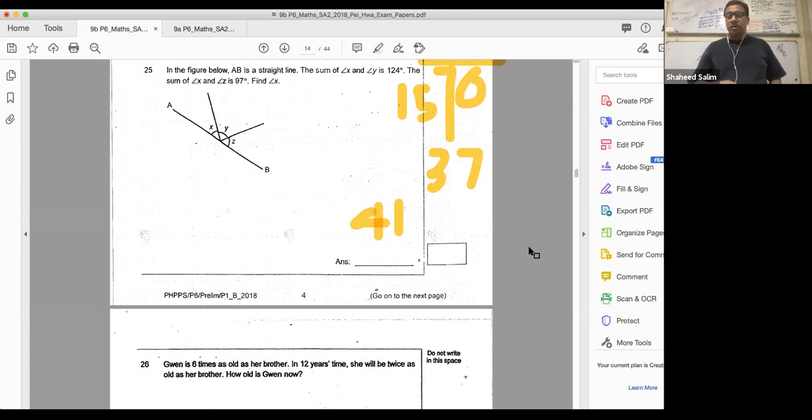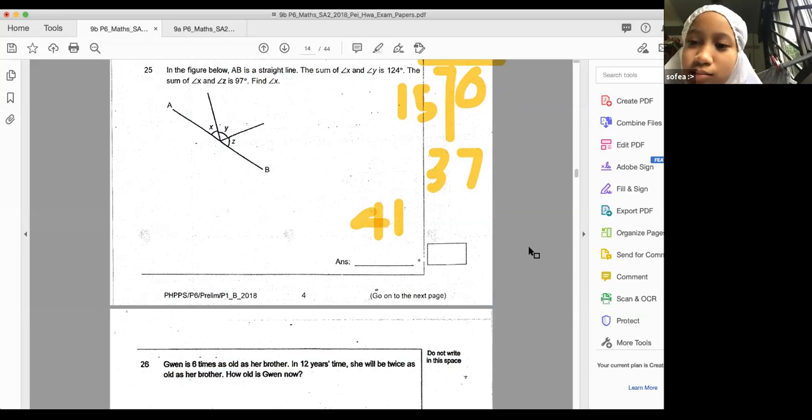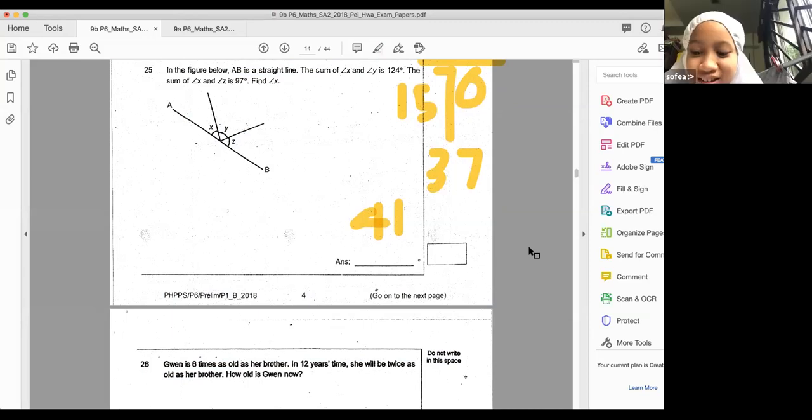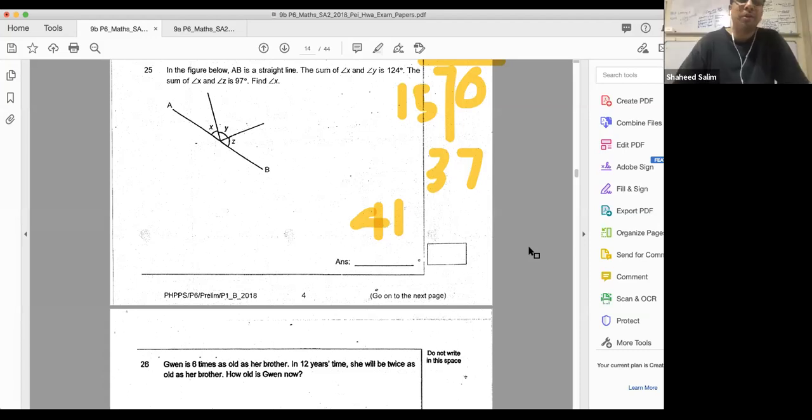So, Gwen is 6 times as old. This one needs a drawn model. I already drew the model. You drew the model? Can I see your model? No, but I'm very messy. Never mind, I'm not checking whether your model is nice or not. I'm seeing that the concept is correct. Okay, that's one part of the model. What's the second part of the model? I don't know. That's all.